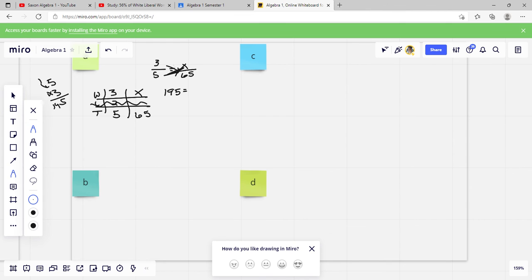And then we cross multiply here. 5 times x is 5x. And then we divide by 5. 195 divided by 5. 3 times 5 is 15. 19 minus 15 is 4, bring down the 5 to make 45. 9 times 5 is 45. X equals 39. So there should be 39 games they won.